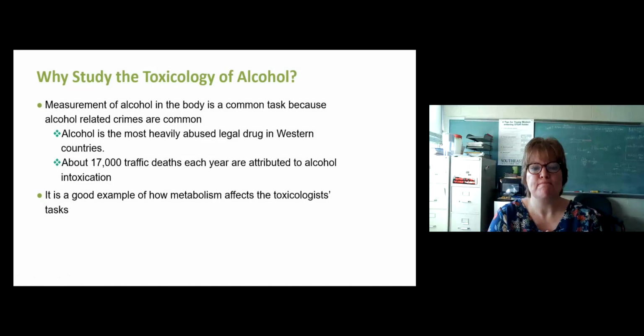So, basically what I'm saying is alcohol is the most abused drug in our Western country. And again, when we say abused, it is legal, but it's still heavily abused. About 17,000 traffic deaths occur each year attributed to effects of alcohol intoxication. And so this becomes a good representative example of how the metabolism of alcohol affects detection of alcohol in the body.